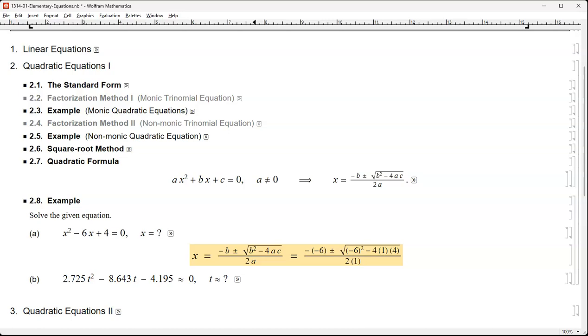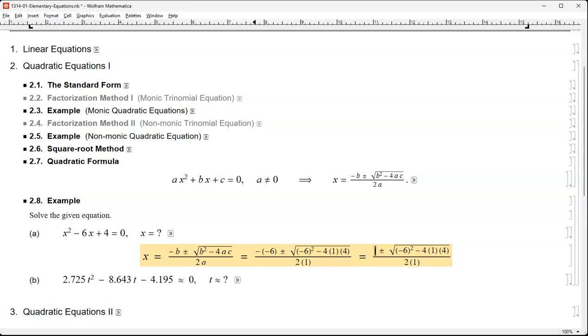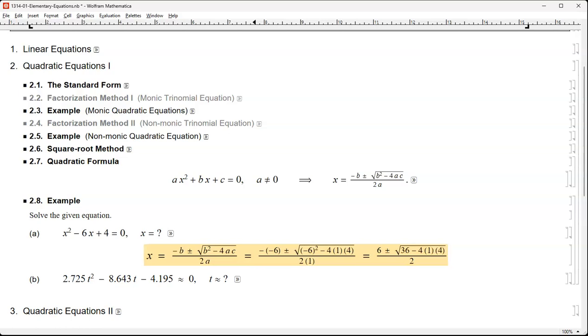So you need this computation. Not too bad. Negative 6, so that's positive. So that's positive 6. And down here, 2 times 1 is just 2. And negative square, so it's positive, so we have 36. And 4 times 1 times 4 is 16. Further simplification. This is 20.